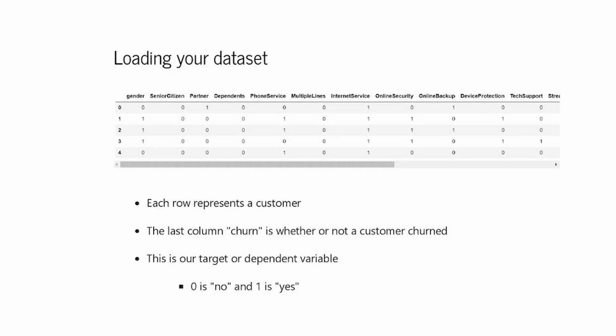In this slide, you see the first step, which is loading of the dataset. Here, each row represents a customer. There are a lot of features such as gender, senior citizen, partner, dependents, phone service, among others. The last column is the churn, whether a customer has actually churned or not. And its value can range from 0 to 1, 0 being no, 1 being yes.